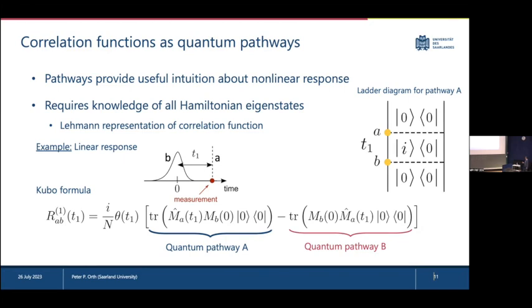So in the linear response, we compute that with a Kubo formula. Meaning we have a commutator, and we have to compute these two expressions here, where for simplicity, I prepared the system in the ground state, but you can also think of any thermal state.